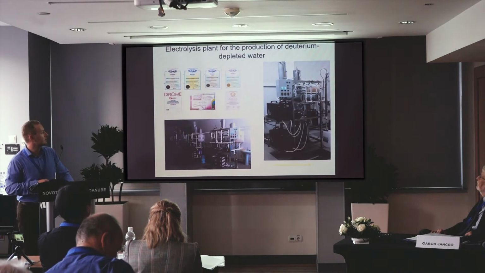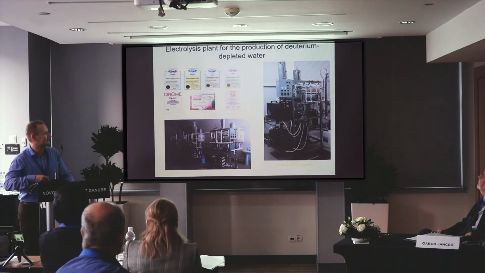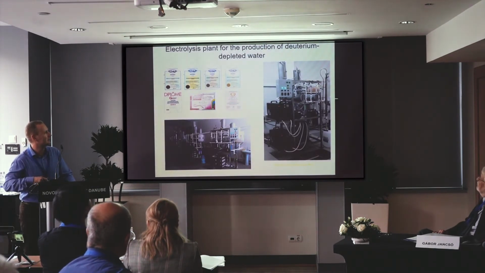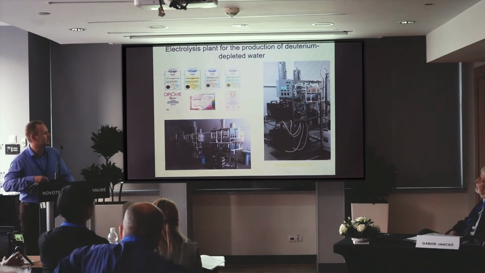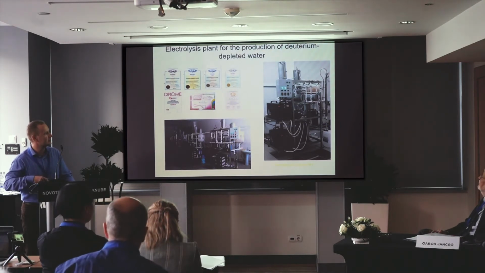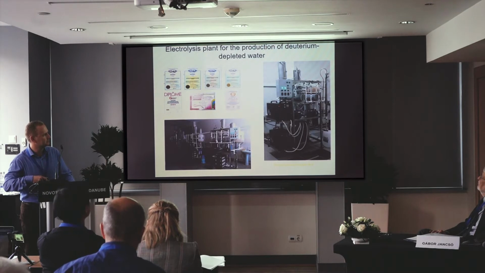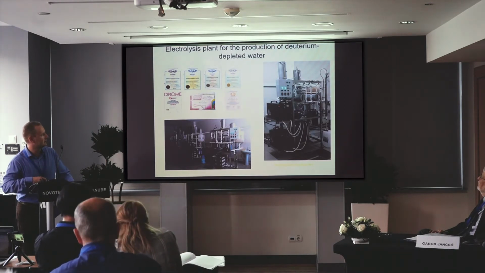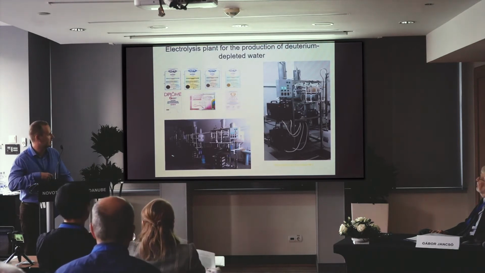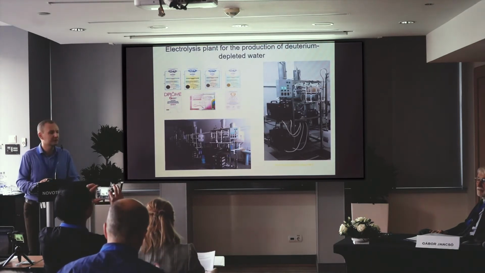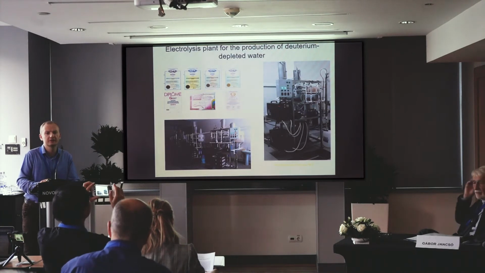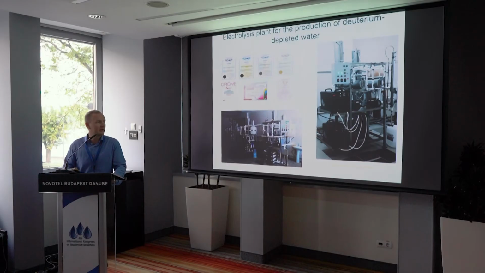Next. This is the electrochemical plant based on electrolysis with metal electrodes, and here you see three of these plants that can produce in one section 50 ppm water.